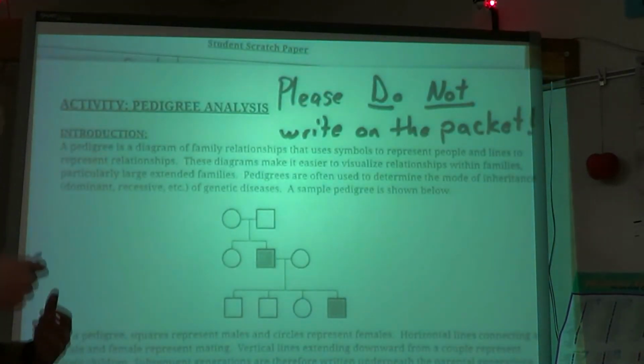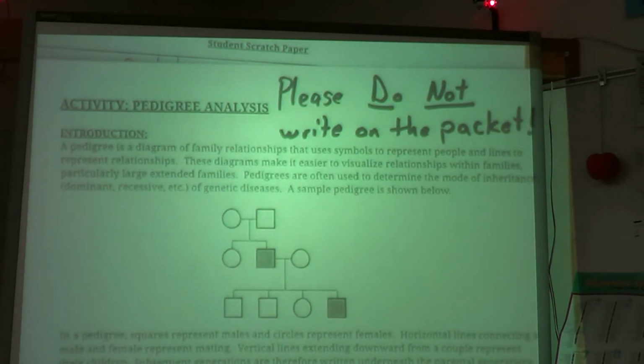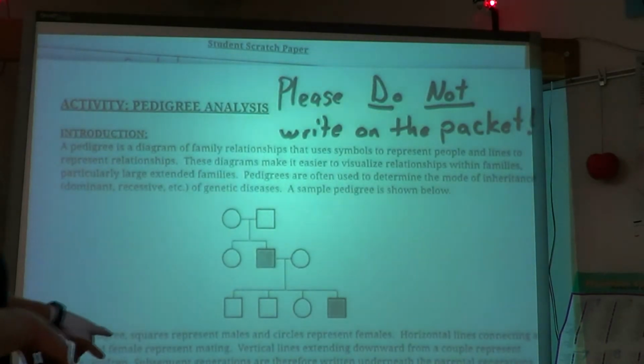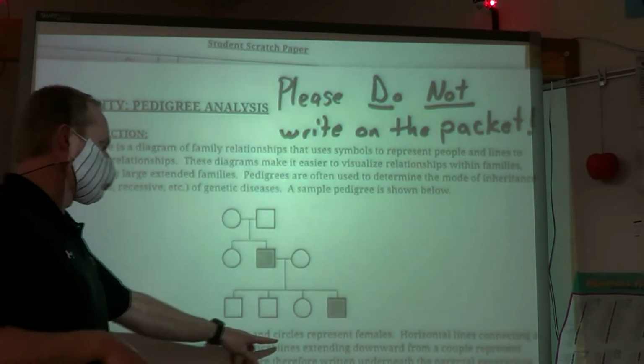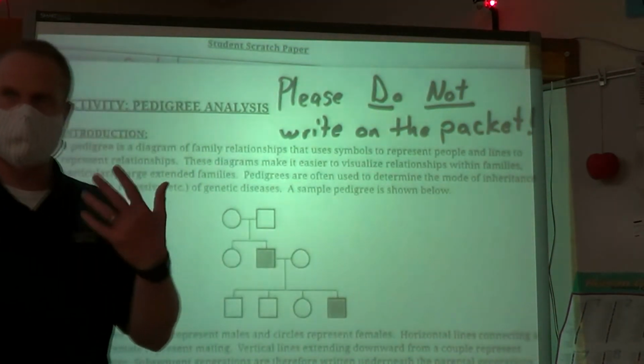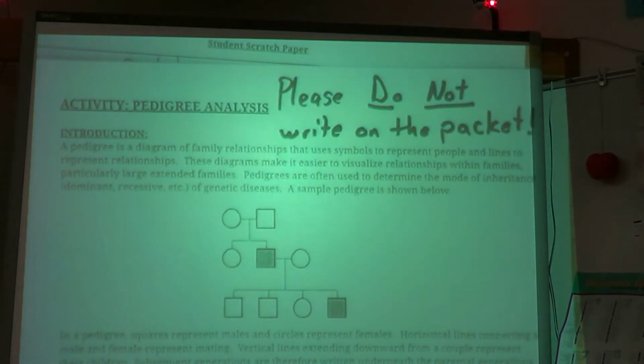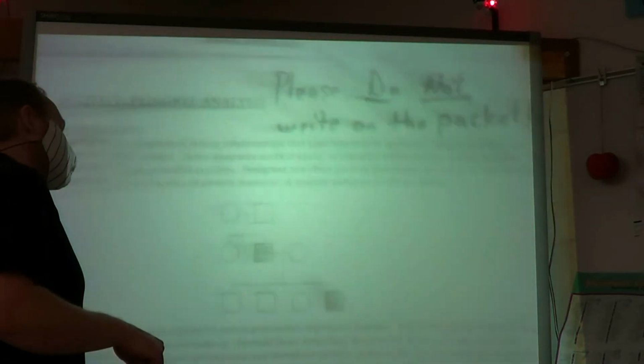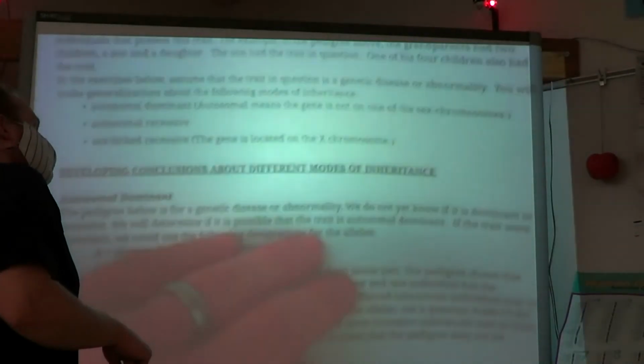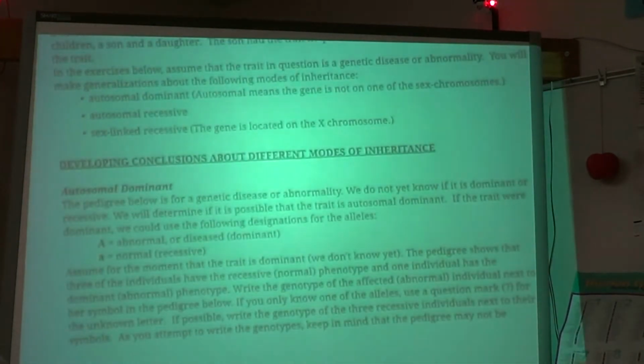So the intent of this is to go through and work through some pedigrees. If you need some further introduction on pedigrees, please reread the introduction. There's an example. It talks about squares representing males, circles representing females, horizontal lines representing marriage lines, shaded meaning they're affected, all those things. Okay, so there's the introduction. Then if you notice at the bottom of page 1, it says developing conclusions about different modes of inheritance.